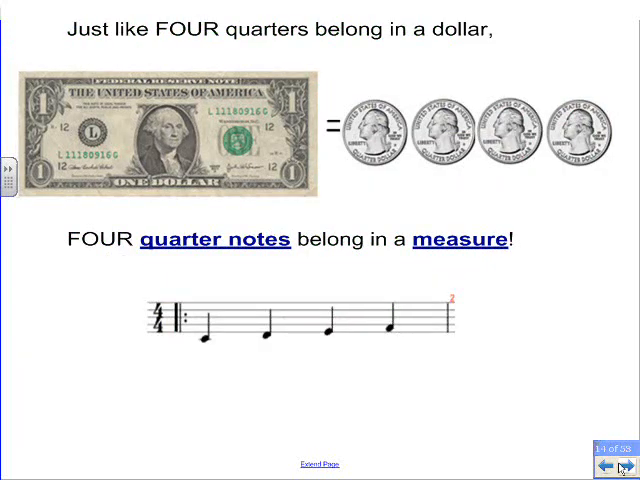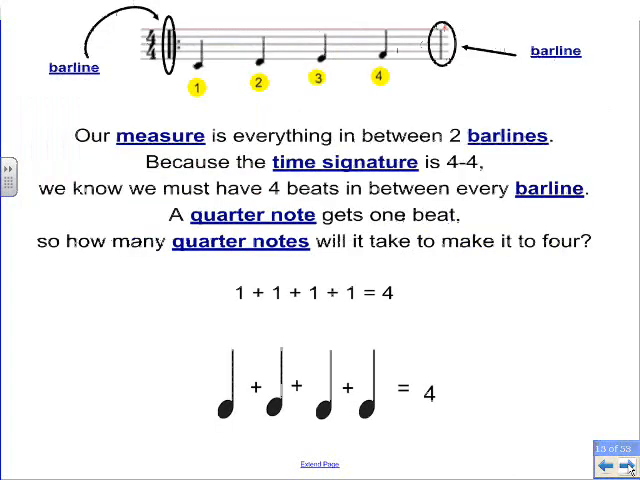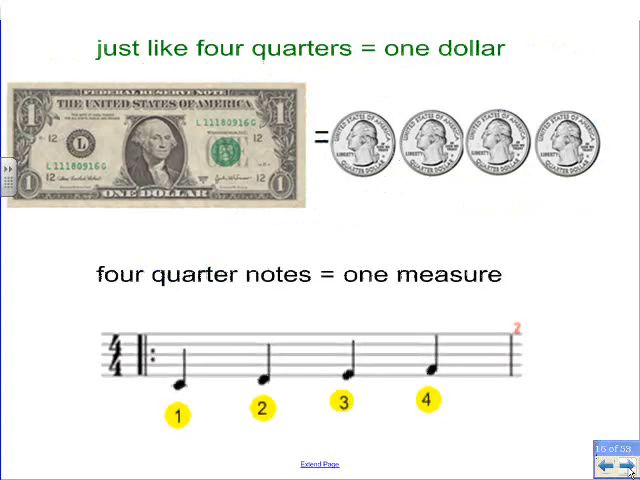Just like 4 quarters belong in a dollar, 4 quarter notes belong in a measure. Our measure is everything in between 2 bar lines. Because the time signature is 4/4, we know we must have 4 beats in between every bar line. A quarter note gets 1 beat, so how many quarter notes will it take to make it to 4? 1 plus 1 plus 1 plus 1 equals 4, right? 4 quarter notes in a measure. So here's our bar line, 1, 2, 3, 4 quarter notes, and another bar line to end the measure. Just like 4 quarters equals $1, 4 quarter notes equals 1 measure.